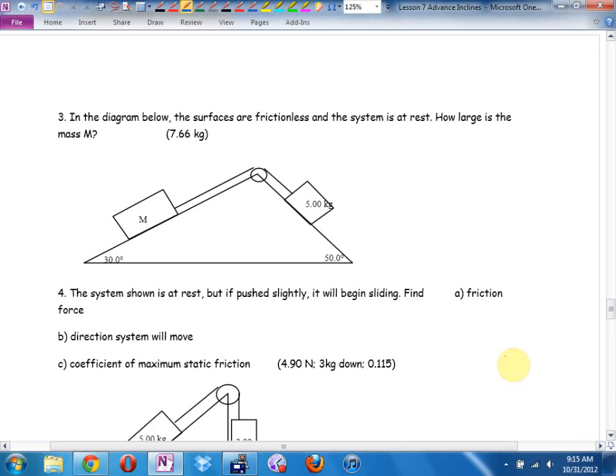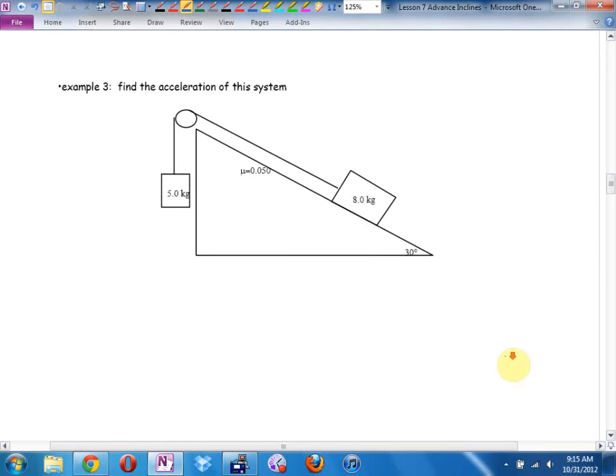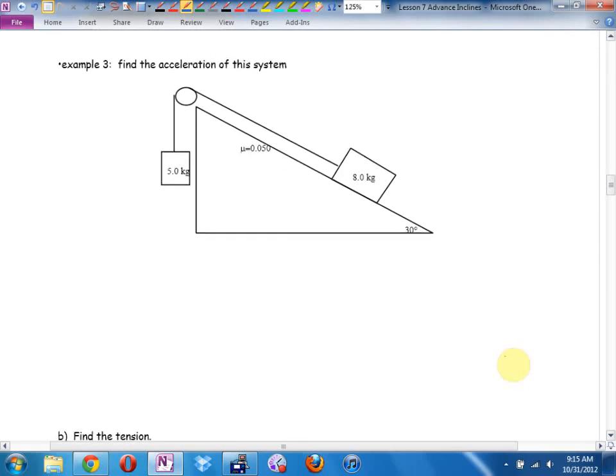Oh, okay, you've got different sines and different cosines in your equation, but it's still going to be mg cos and mg sine for your perpendicular and parallel components. Big whoop. Find the acceleration of this system. Okay. Let's try and, ooh, this one has friction as well.